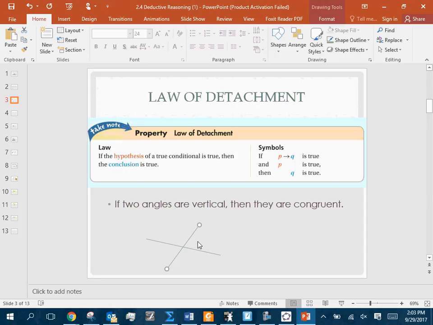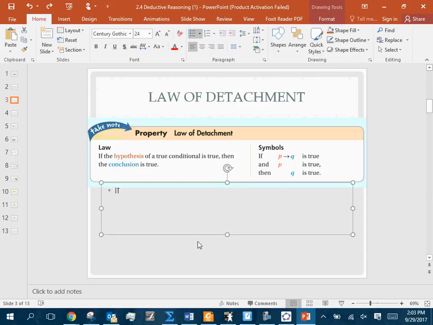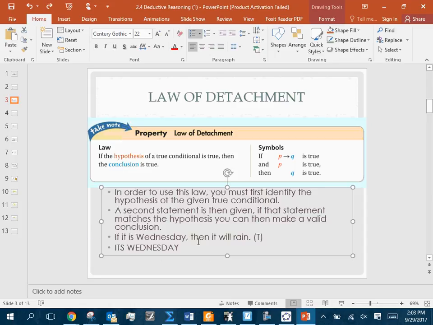It says that the hypothesis of a true conditional is true. What they're saying about that is that statement that I give you. Let's go back to maybe the raining one on Wednesday. So go back to this one.